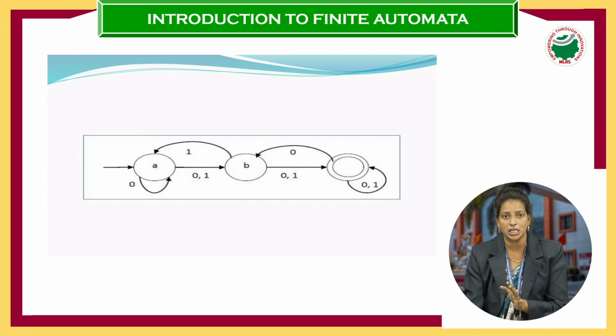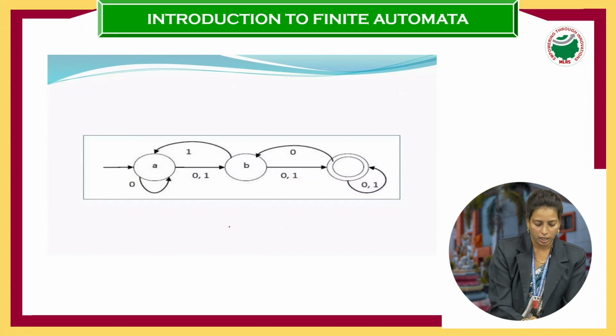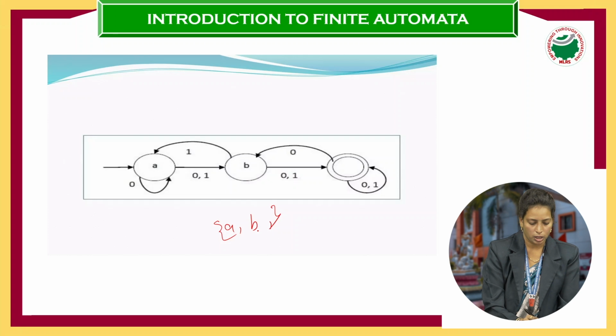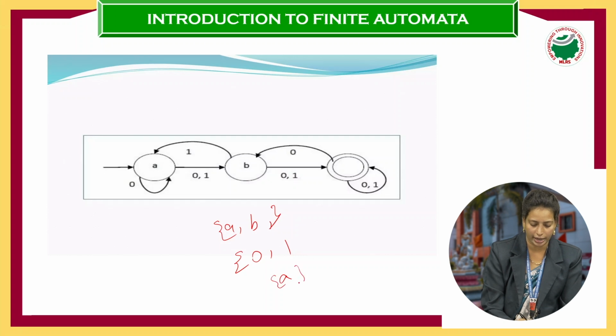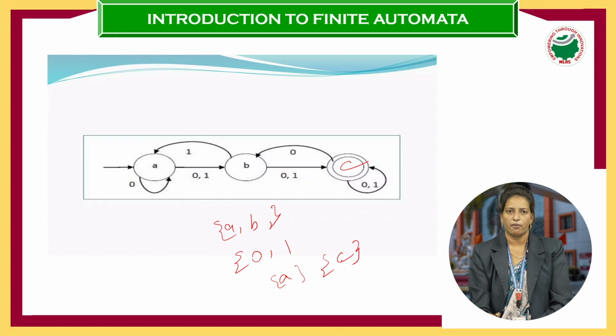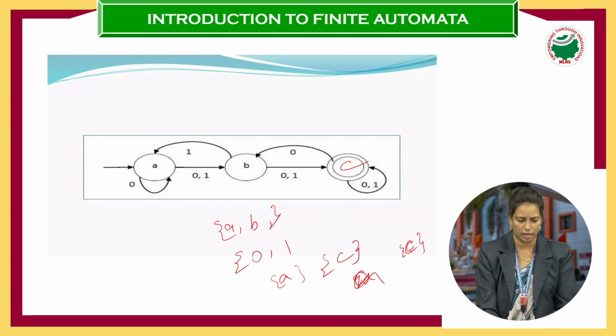So what are the differences in the graphical representation of a non-deterministic finite automata? So here A, B are states. Input alphabets are 0, 1. Initial state is A. Let us consider the final state, for example, C. C is my final state. Initial state is A. Final state is C. A final state is represented as a double circle, right?